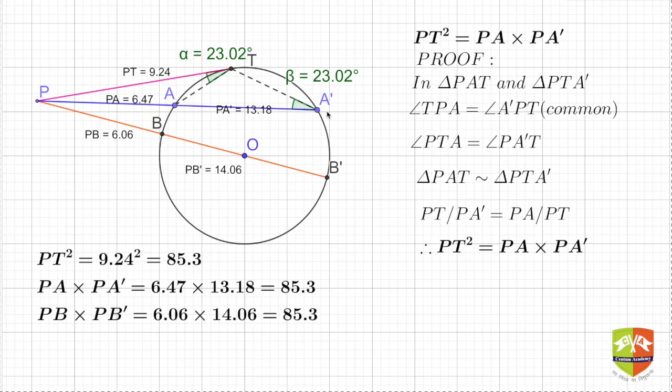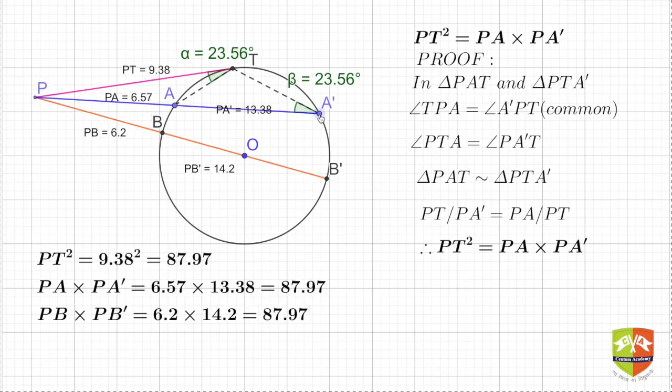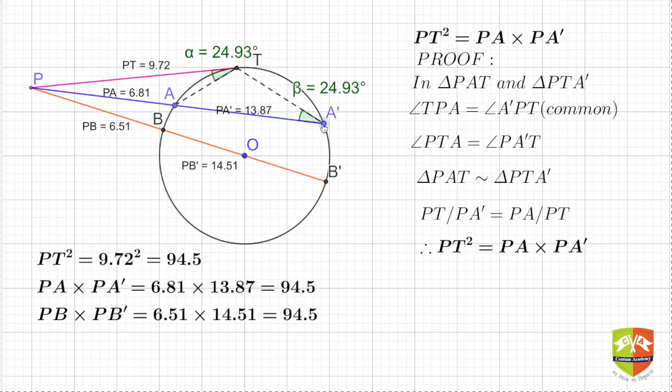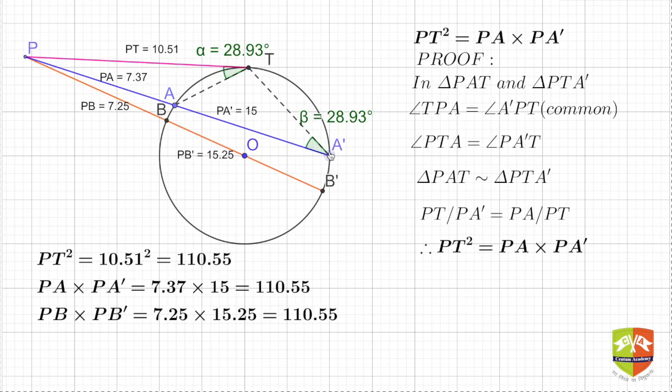Now let's verify whether this particular relationship actually holds. I have calculated PT square, PA into PA dash, and also PB into PB dash. I'm going to move the point A dash in such a way that all the other points move relative to it, so that different scenarios are built and we can see whether these values are the same. Please focus on these three values. Right now it is 85.3, 85.3, 85.3. Let's move the point A dash. Wherever I stop, all three values are the same. So it looks like it is valid so far.